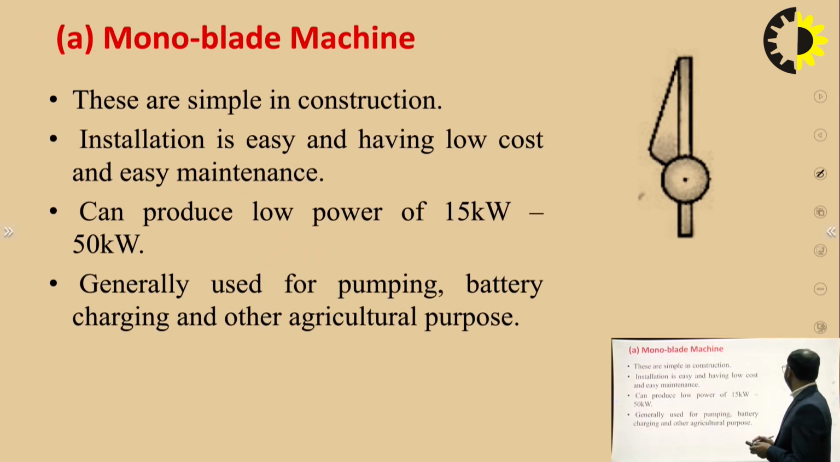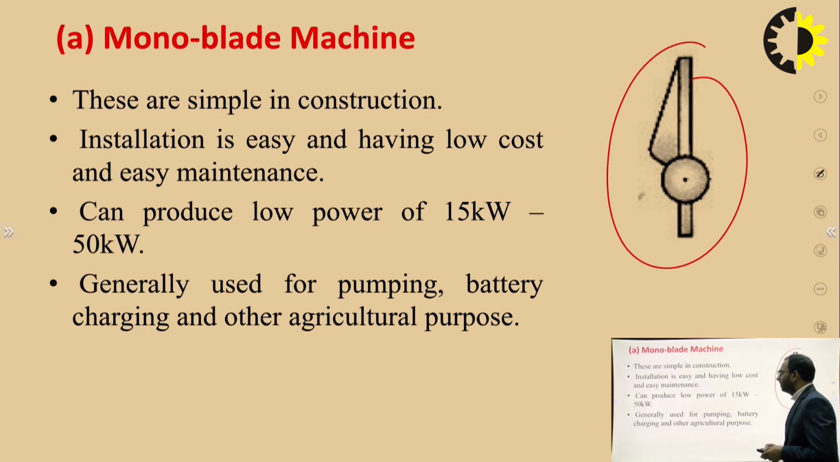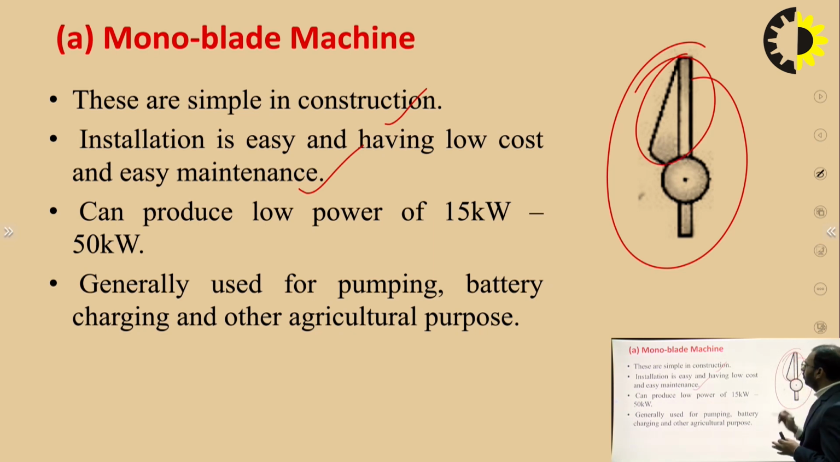So what is a mono blade machine? This is the pictorial representation of a mono blade machine. Basically, these are simple in construction, easy to install, and have low cost and easy maintenance. Here there is a single blade, so this is called a mono blade machine. It produces low power, ranging between 15 kilowatt to 50 kilowatt, and it is generally used for pumping, battery charging, and other agricultural purposes.